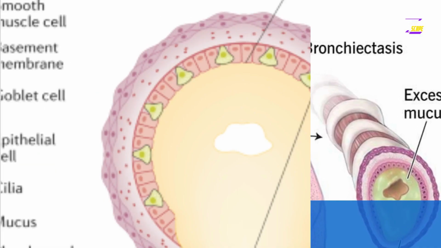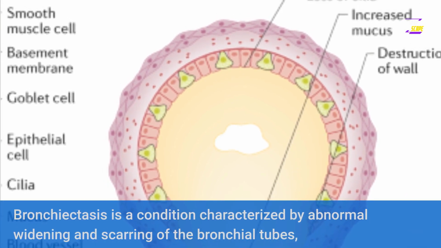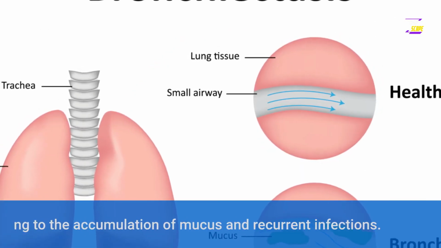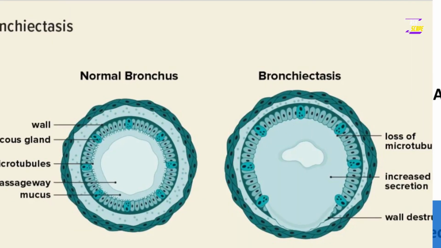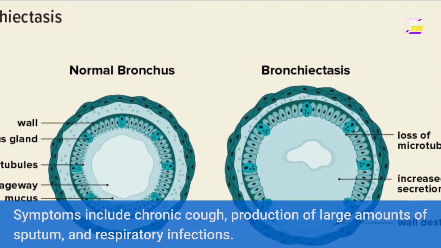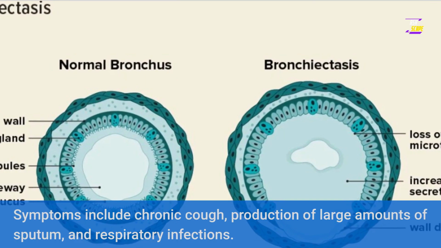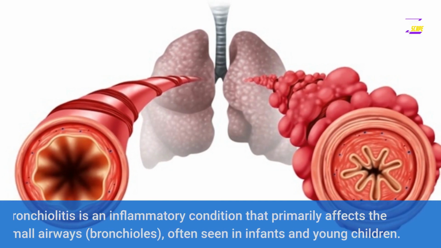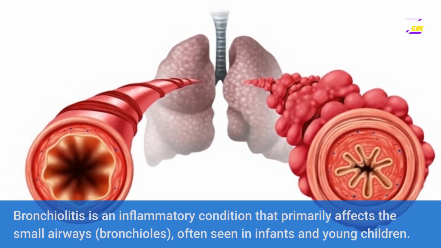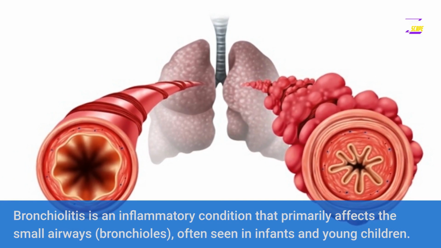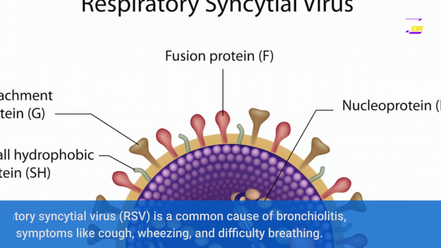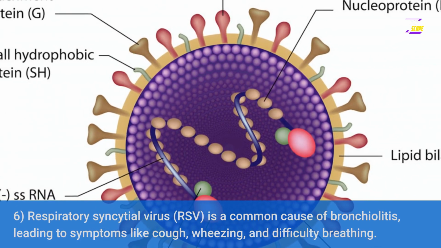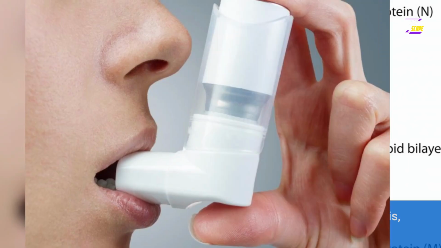4. Bronchiectasis. Bronchiectasis is a condition characterized by abnormal widening and scarring of the bronchial tubes, leading to the accumulation of mucus and recurrent infections. Symptoms include chronic cough, production of large amounts of sputum, and respiratory infections. 5. Bronchiolitis. Bronchiolitis is an inflammatory condition that primarily affects the small airways, bronchioles, often seen in infants and young children. 6. Respiratory syncytial virus, RSV, is a common cause of bronchiolitis, leading to symptoms like cough, wheezing, and difficulty breathing.